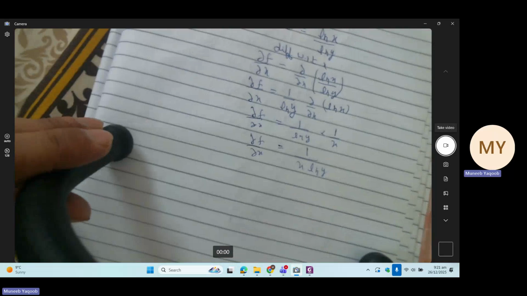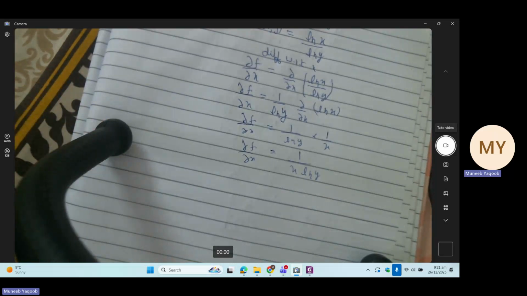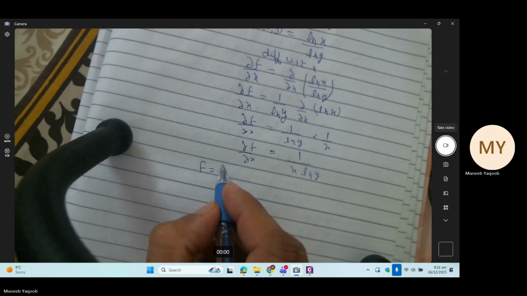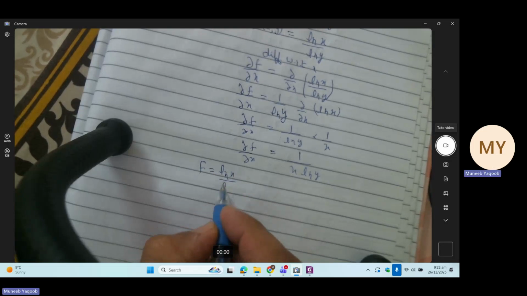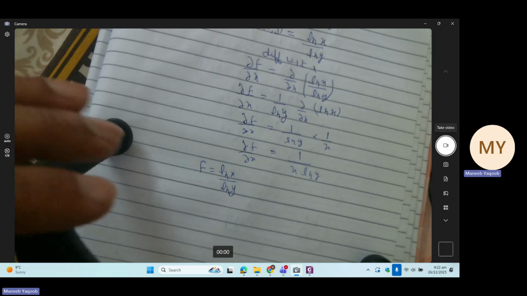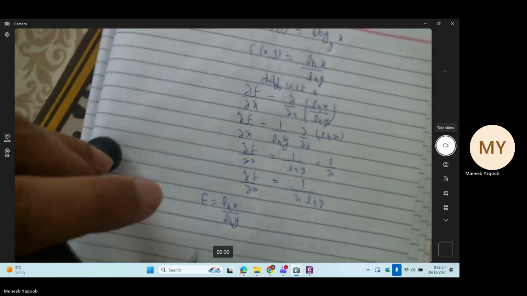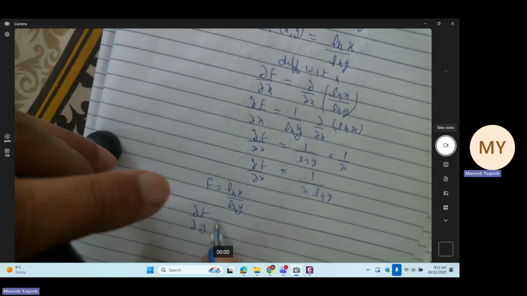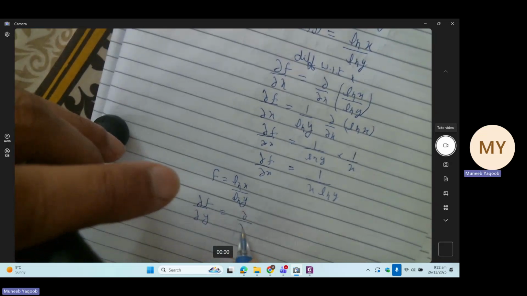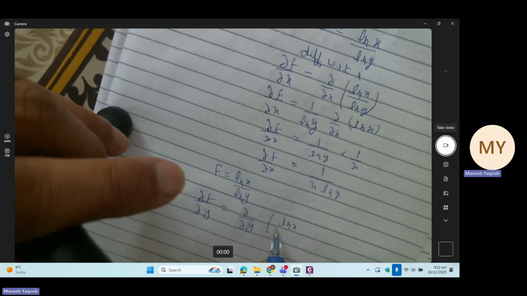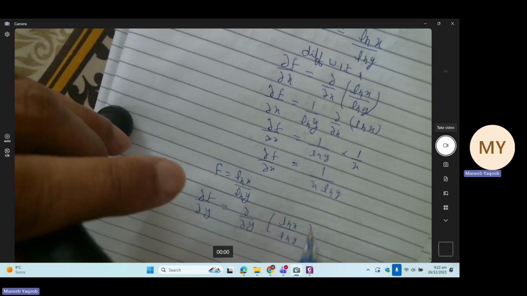Now coming to the second part of this question. If again f is equal to ln of x upon ln of y, and we are to differentiate it with respect to y, so we will write del f by del y is equal to del by del y of ln of x over ln of y.